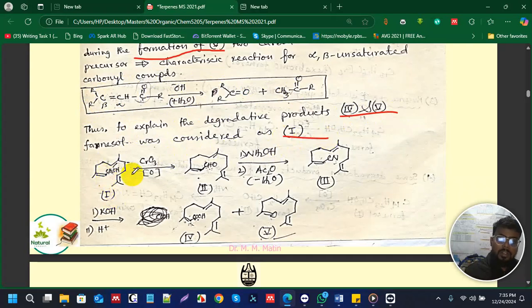It's farnesol, considered as one. When you do oxidation in the presence of chromic acid, it will be converted into farnesyl.